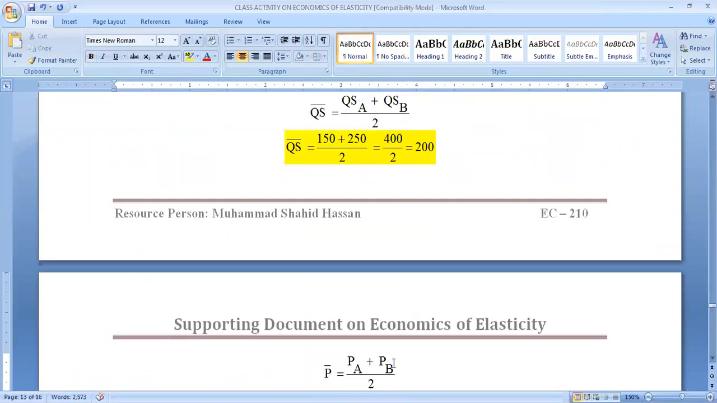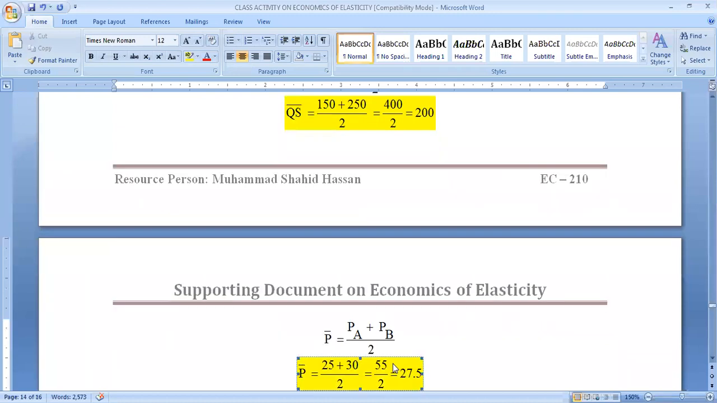Then QS bar equals QS at point A plus QS at point B, and the sum is divided by 2. The answer is 150 plus 200 divided by 2 equals 400 divided by 2 equals 200. So QS bar is 200. This is the third component of the formula, and let's move towards the fourth component, which is P bar.